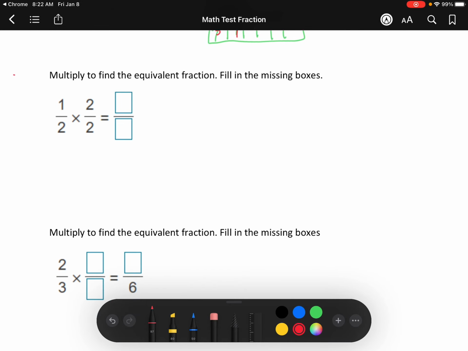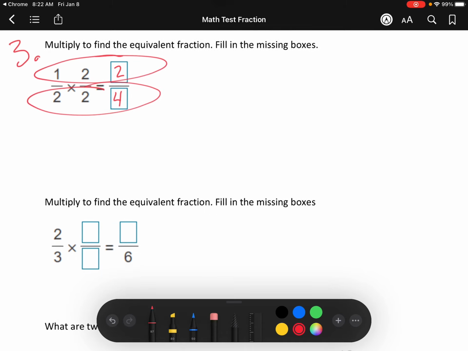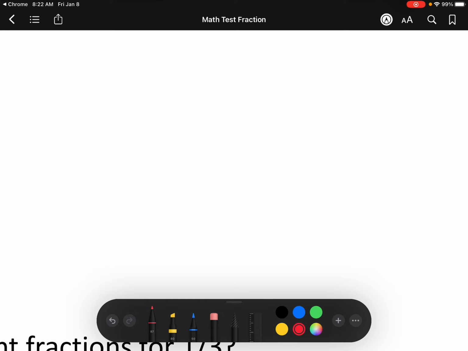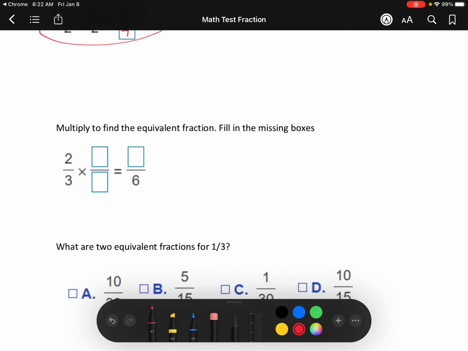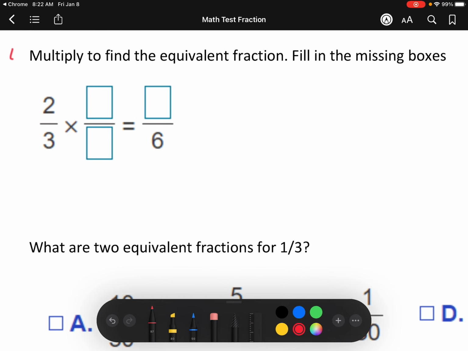Okay, question number 3. Multiply to find the equivalent fraction. Fill in the missing boxes. So if you pick the answer of 2 and 4, because 2 times 1 is 2, 2 times 2 is 4, you had it correct. Number 4. Multiply to find the equivalent fraction. Fill in the missing boxes.